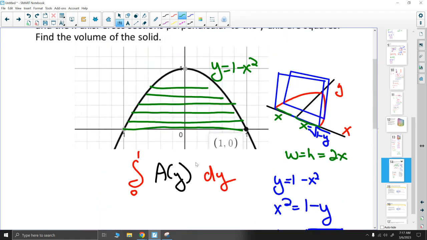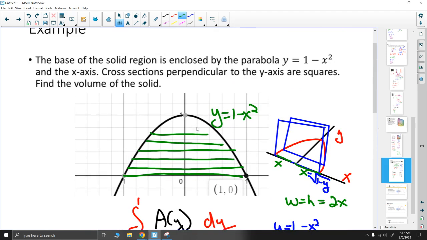Okay, so again, this is the integral here. When we're doing volumes, oftentimes it's easiest to think about cross-sectional areas and integrate them.